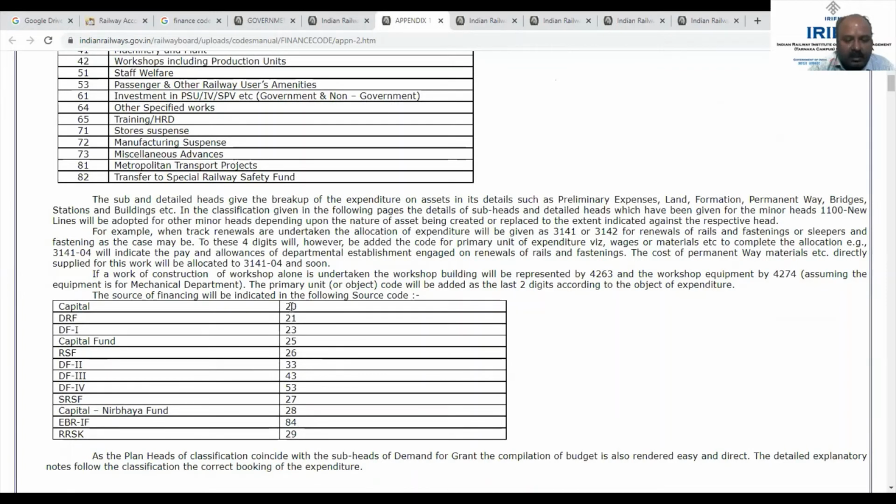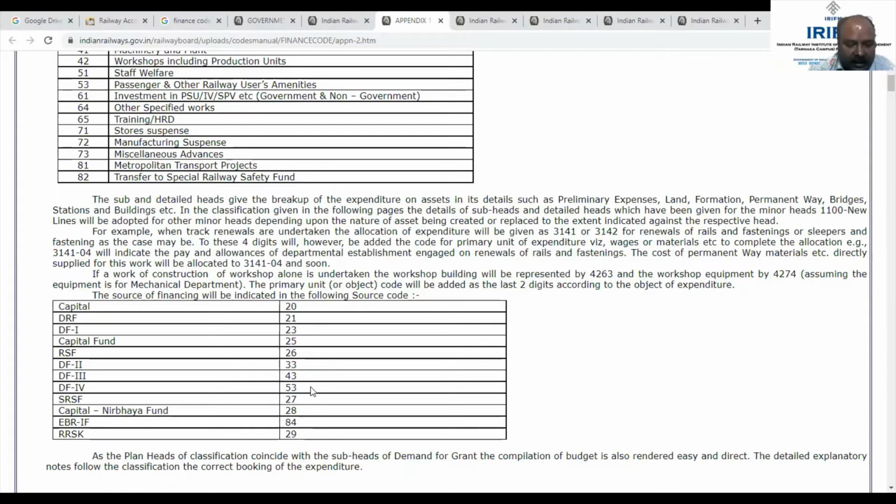Here these are the sources of finance. The first 2 digits: capital is 21, DRF 21. DF1 is 23, DF2 is 33, DF3 is 43, DF4 is 53. That is 23, 33, 43, 53, development fund 1, 2, 3, 4. All of you know the prefix is PLUS: P for passenger, L for labor welfare, U for unremunerative, and S for safety works.